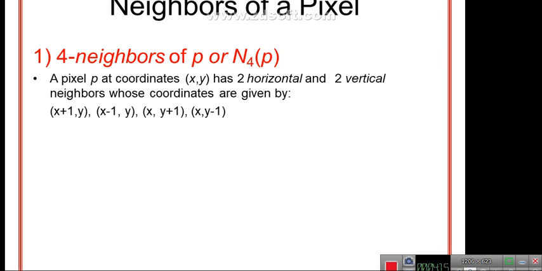For 4 neighbors, if the pixel is f of x comma y, the neighboring pixels of the previous and next rows and columns are considered. The previous row is x minus 1, so x minus 1 comma y. Similarly, the previous column is y minus 1, so x comma y minus 1. After x, the next row is x plus 1, so x plus 1 comma y. Similarly, the next column is y plus 1, so x comma y plus 1. This is for 4 neighbors of a pixel.